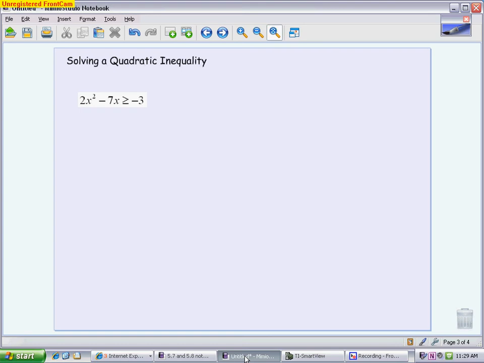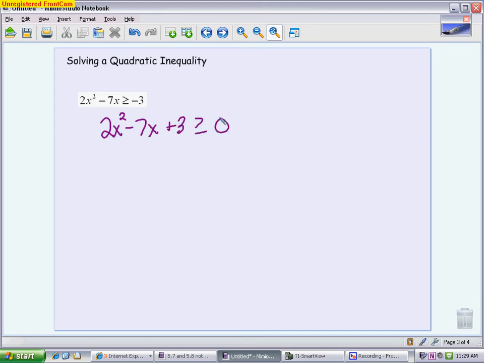So we're going to start off with this one. It says you are to solve this quadratic inequality. First thing you want to do, no matter which technique you're going to use, is you need to get it in standard form. So we're going to bring that negative 3 over. So we're going to have 2x squared minus 7x plus 3 is greater than or equal to 0.